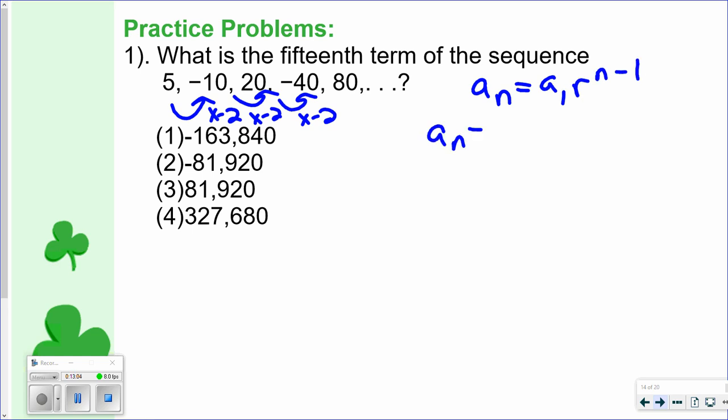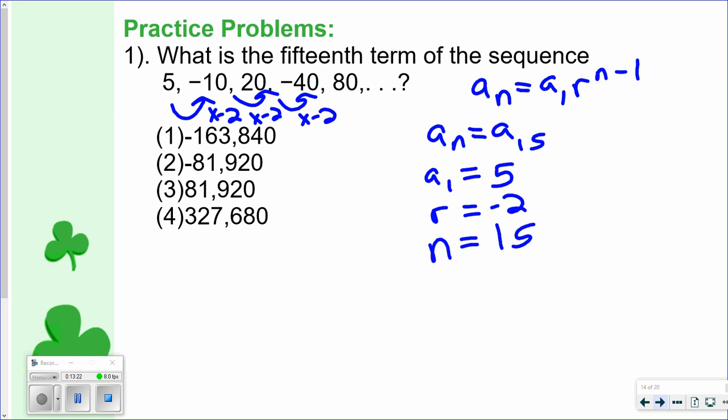Again, I like to always write out my variables. What is the 15th term? So my n is 15. That means that this is a sub 15. The first term, they gave it to us in the sequence. It's 5. I had to find the common ratio. I figured out we were multiplying by negative 2. And now you're just going to plug it in.